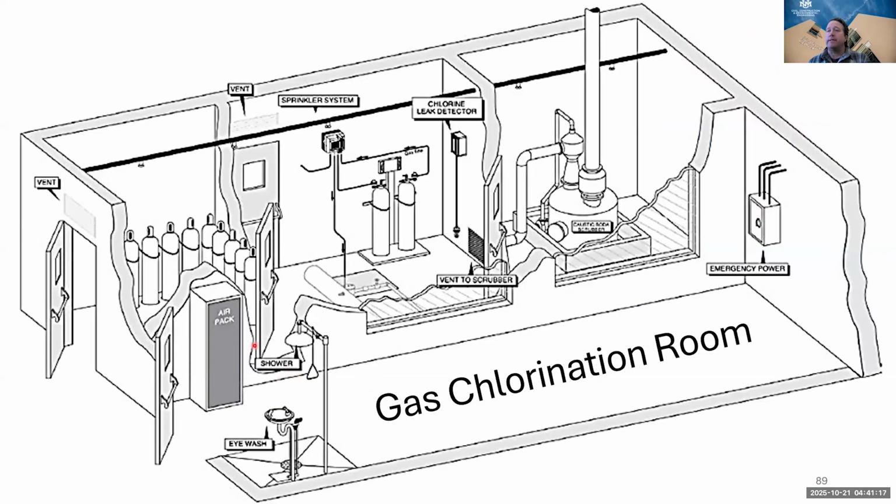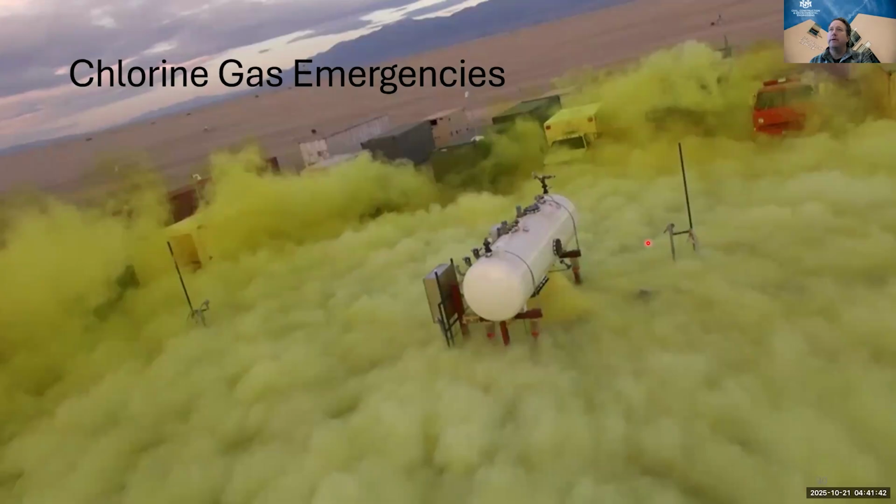This is, again, a summary of the gas chlorination room. We have windows where we can observe what's going on in the gas chlorine room. We have our safety equipment nearby. We have our SCBAs located on the outside. We have our stored chlorine. We have our active chlorine cylinders here. And then we have our treatment system, our gas scrubber, over here. And we have our emergency power.